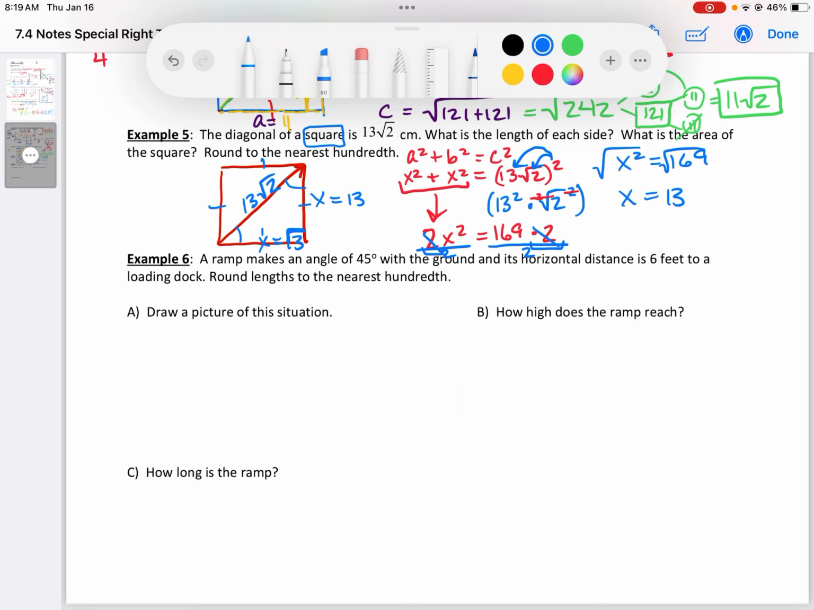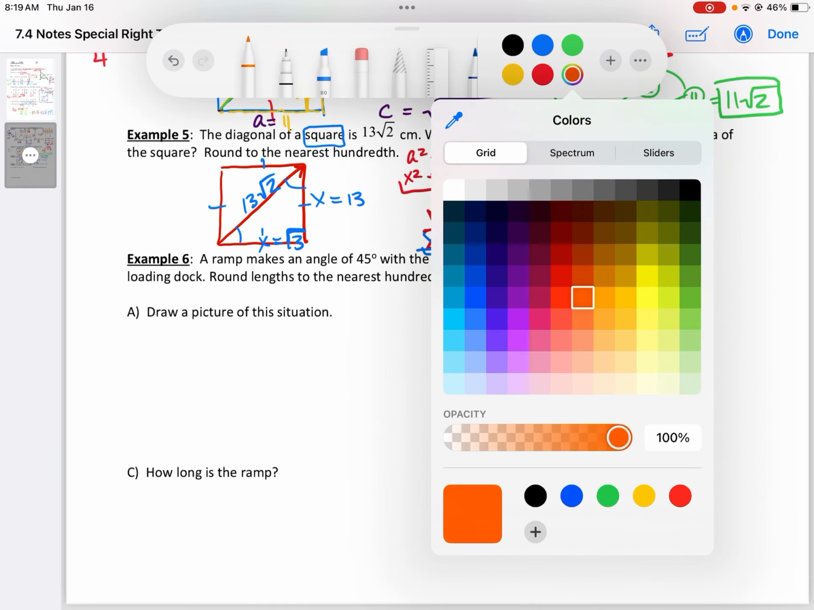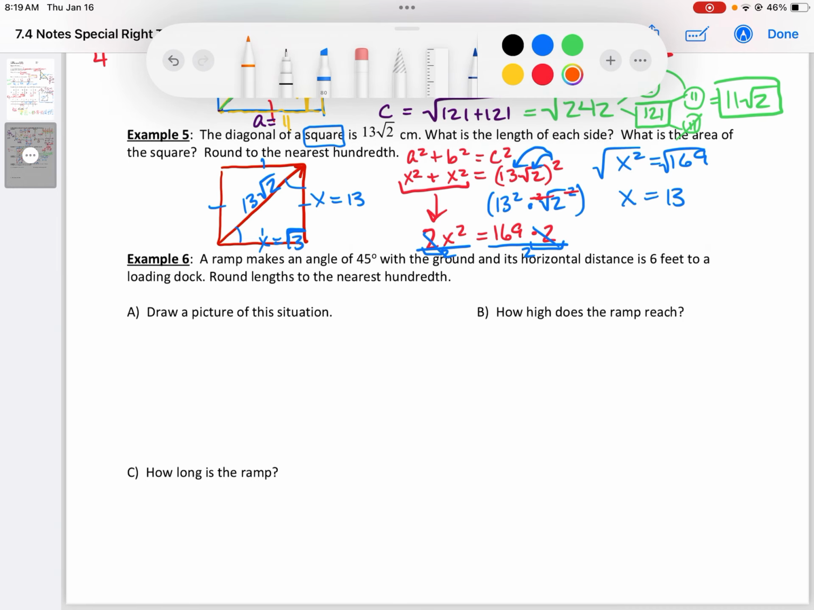Last example, this is a multi-part question. And we are solving for a ramp that makes a 45-degree angle with the ground that is 6 feet from a loading dock. And then our final answer needs to be rounded to the nearest hundredth. So that's going to be 2 decimal places.